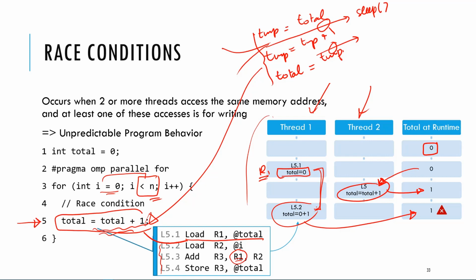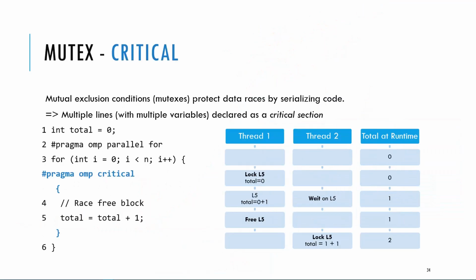So now the question is how to solve this issue. Well, you have to define a mutual exclusion, critical section piece of code. This mutual exclusion condition should protect your data from races by serializing the code and by asking the threads to get one after the other into a certain section of the code. So here we have to define this section of code as a critical section to make it a race-free block. It will become a serial block that is only executed by one thread after the other.